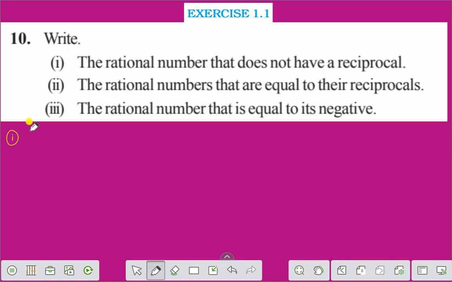0 is a rational number that does not have a reciprocal.